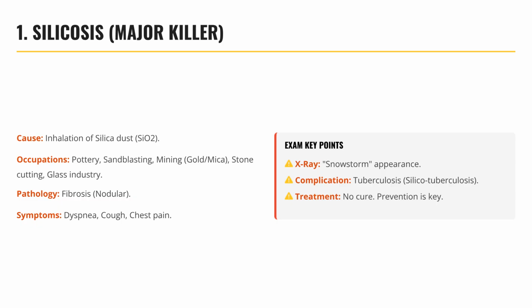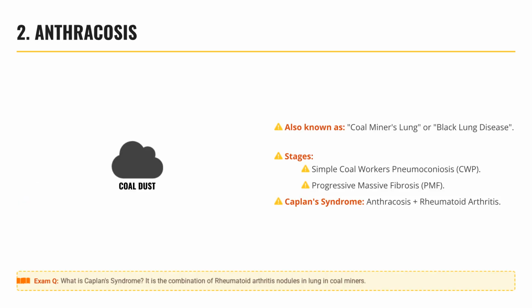Silicosis is a major occupational hazard caused by inhaling silica dust in industries like mining and pottery. It results in fibrosis with a snowstorm appearance on X-ray. A key complication is silicotuberculosis, and prevention is critical as there is no cure.